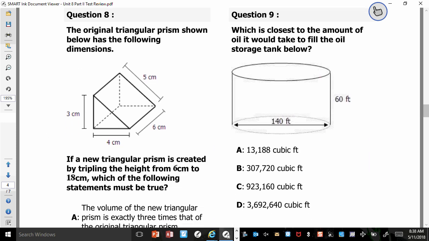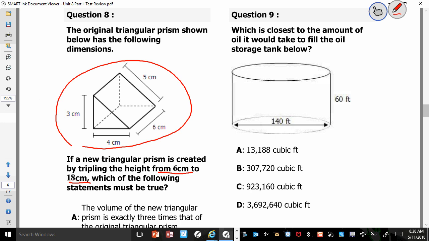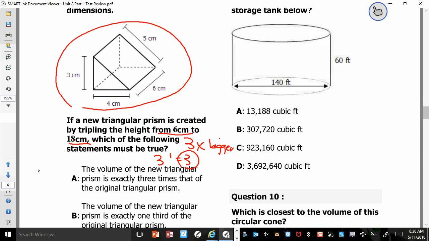Number 8, the original triangular prism shown below has the following dimensions. Right here, okay? So this is the original. So it says if a new triangle was created by tripling the height from 6 to 18, what happens? So how many times bigger is that? 3 times bigger. How many dimensions? 1. So remember we talked about the exponent being the number of dimensions. So how many times bigger is it going to be? 3.